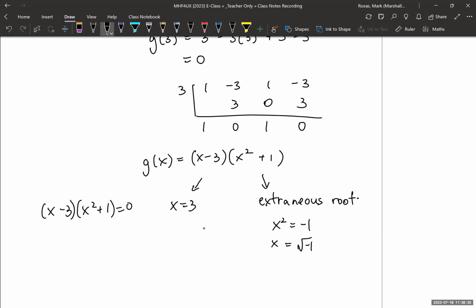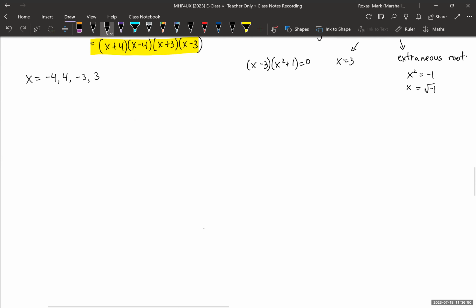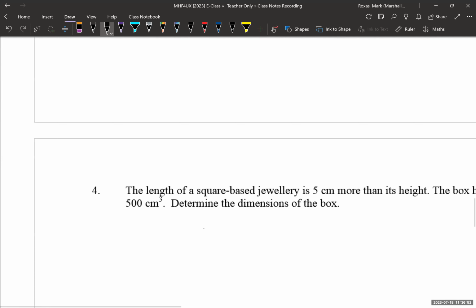And so you get x equals 3 is one solution. But for the other factor that you have, x squared plus 1, if you tried to solve for x, you'd end up in that situation where you have the extraneous root. So that's the answer for that one.